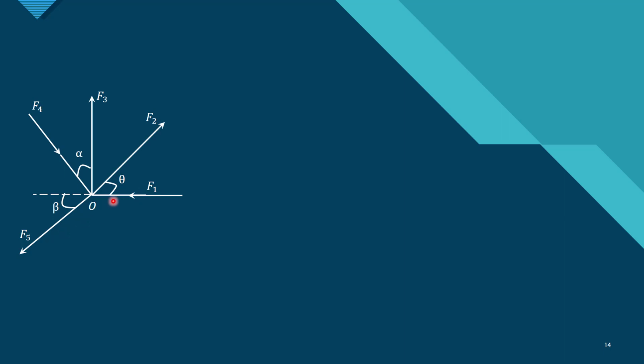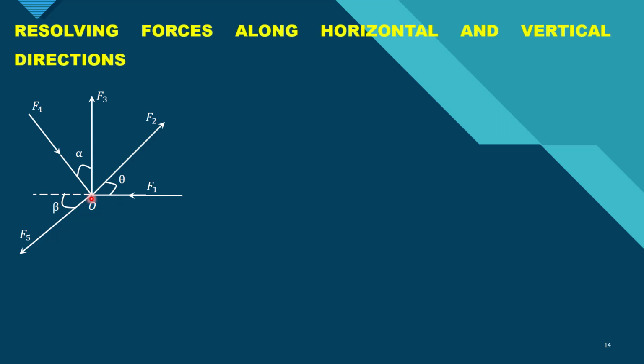So how will you find out that? We can use the principle of resolution, or the method of resolution, for finding out the resultant force. For that, we have to resolve all the forces into two components, one along the horizontal direction and one along the vertical direction. So I will draw two axes, a horizontal axis and a vertical axis passing through the point O like this. This is the first axis and this one is the second axis.